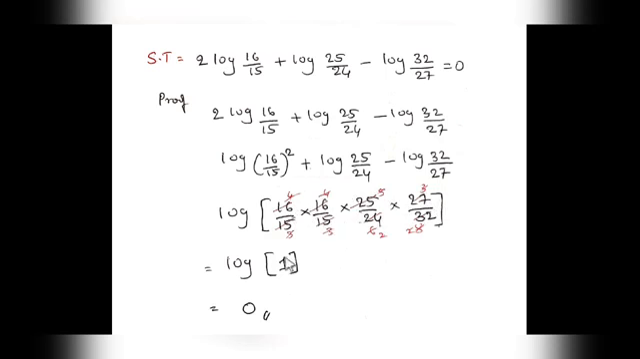If I simplify everything, I'll get 1. Everything will get cancelled. I'll be having only 1. Log 1 is 0 according to property number 1.